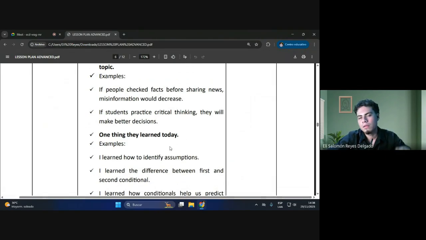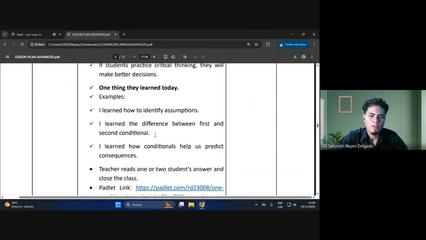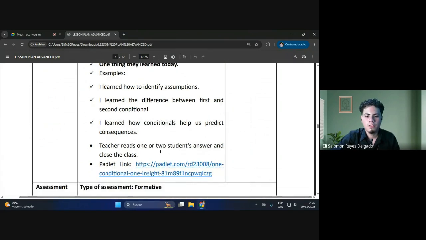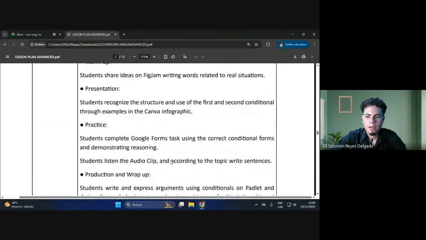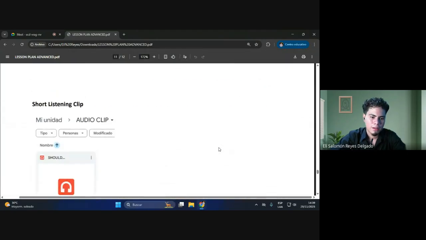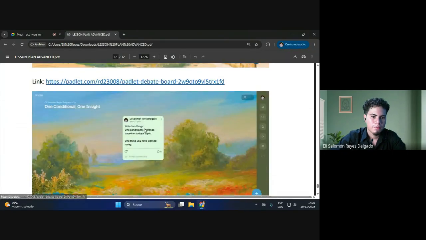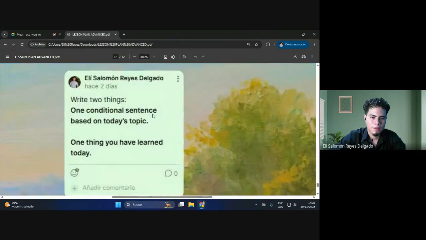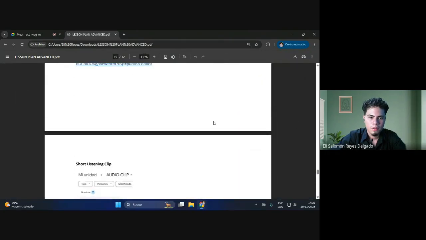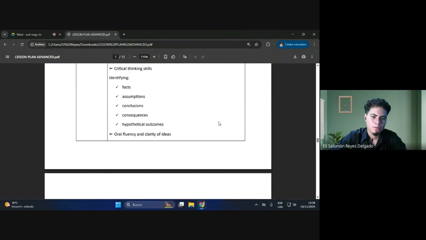On the other hand, the students will have to write one thing that they have learned today. For example, I've learned how to identify assumptions. I learned the difference between first and second conditional. I've learned how conditionals help us to predict consequences. The teacher reads one or two students' answers and closes the class. Here we have the Padlet link, One Conditional, One Insight, and here we have the instructions. In this platform, the students will work.